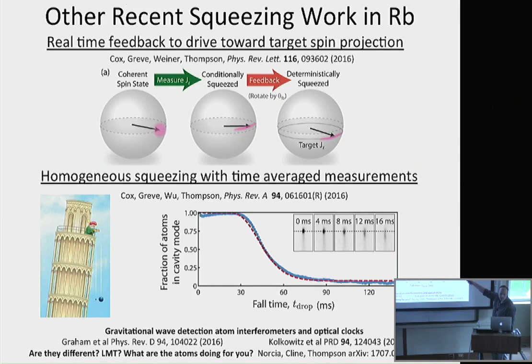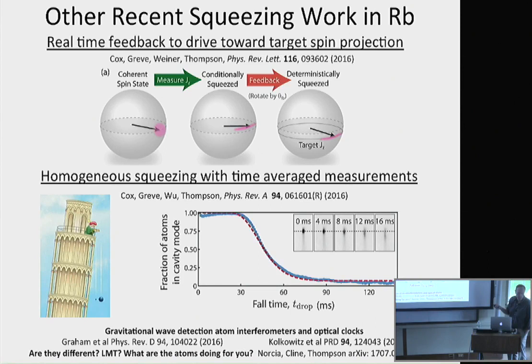We've also demonstrated that we could actually convert the intracavity 1D lattice into an effective optical dipole trap and let the atoms fall and actually do time average measurements of the cavity frequency shift. And this allows us to prepare a kind of homogeneous squeezing that's equally shared among all the atoms, which would be appropriate for matter wave interferometry, which we think would be a really good application for these kinds of states.